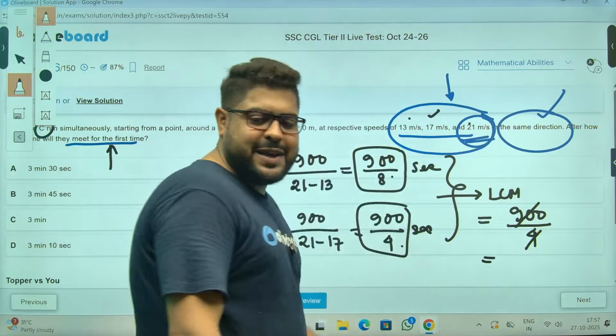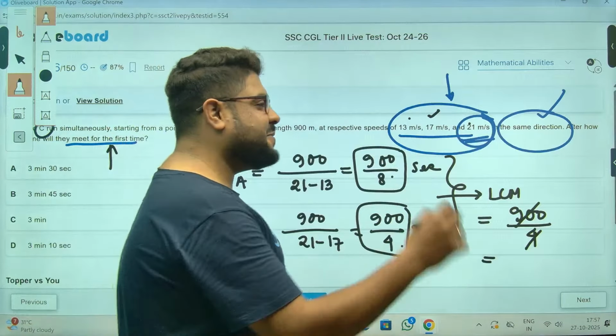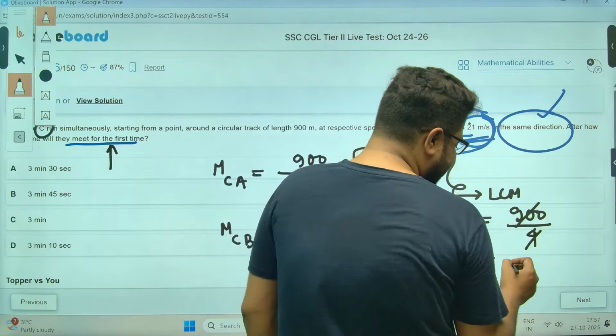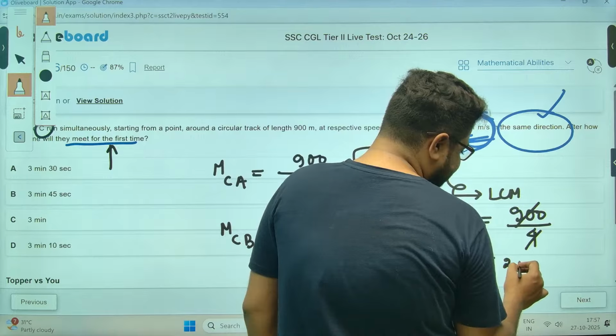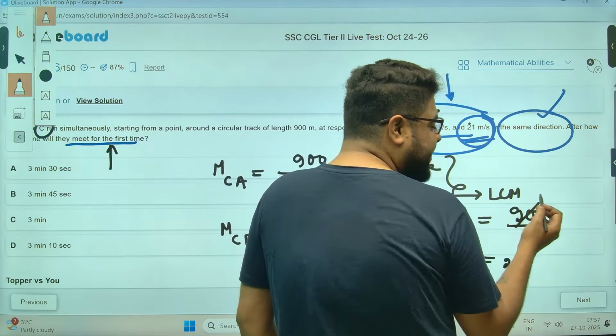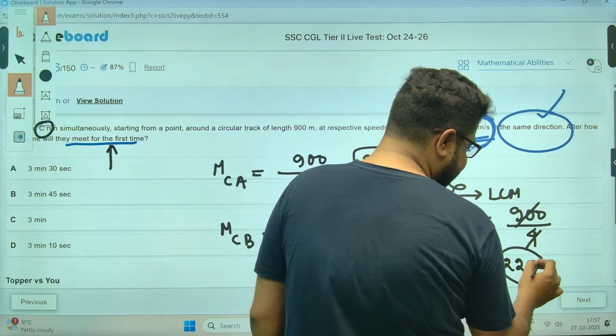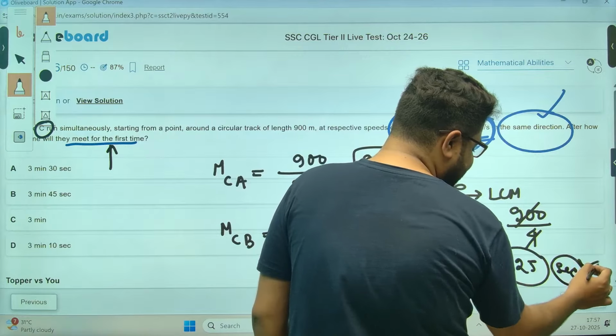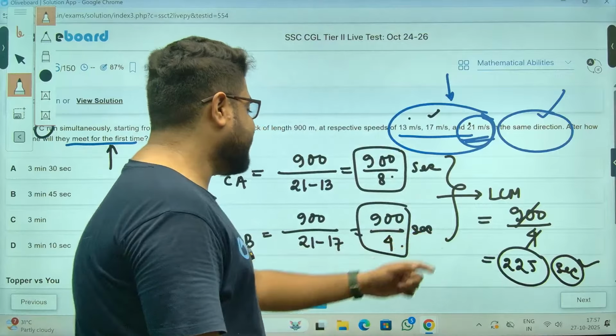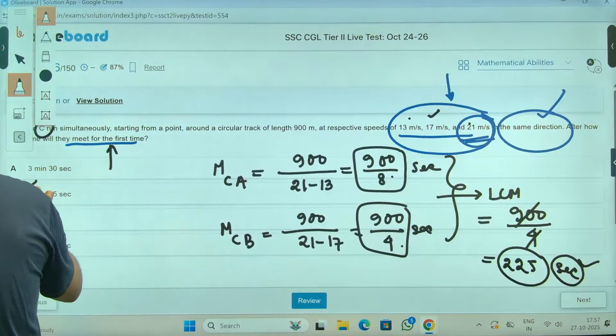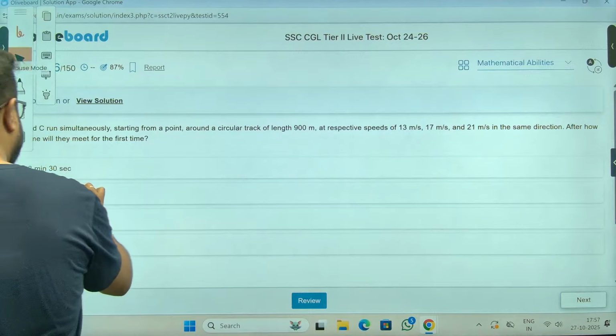I'm still dividing by 8 in my mind. It was the one with 8, wasn't it, sir? 4 22s are 88. 22s are 88 and sir 20, so 225 seconds. And now I'm thinking, what happened? So 3 minutes and 45 seconds. Option number B, sir. Option number B, sir.